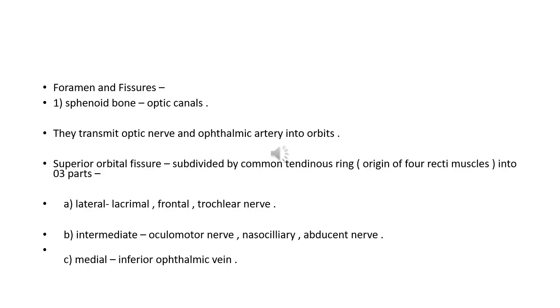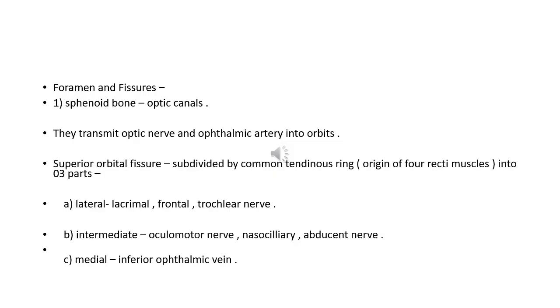Second is the very important structure, that is superior orbital fissure. It is divided into three parts by a common tendinous ring. What are these three parts? Number one is lateral part, second is intermediate, and third is medial part.